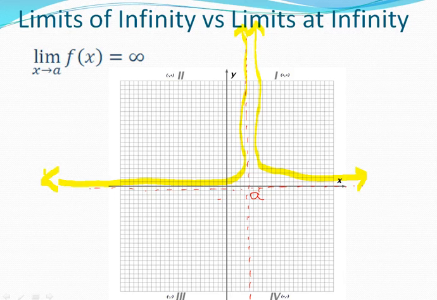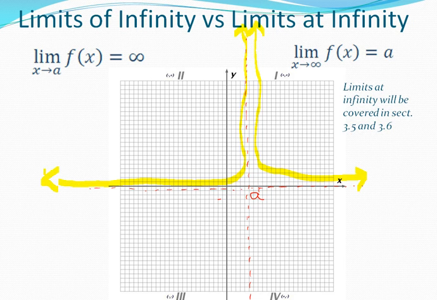However, if I look at a limit at infinity, at this point, I'm asking you to look at what's happening to the function as your x value goes off towards infinity. So as my x value goes off towards infinity, notice my horizontal asymptote is having a huge effect on my graph and pulling that graph towards it. And so it's very important that you understand that your horizontal asymptotes are going to come into play when we look at limits at infinity. This will occur in sections 3.5 and 3.6. But for now, keep your focus on limits of infinity, where infinity is a choice of an answer.